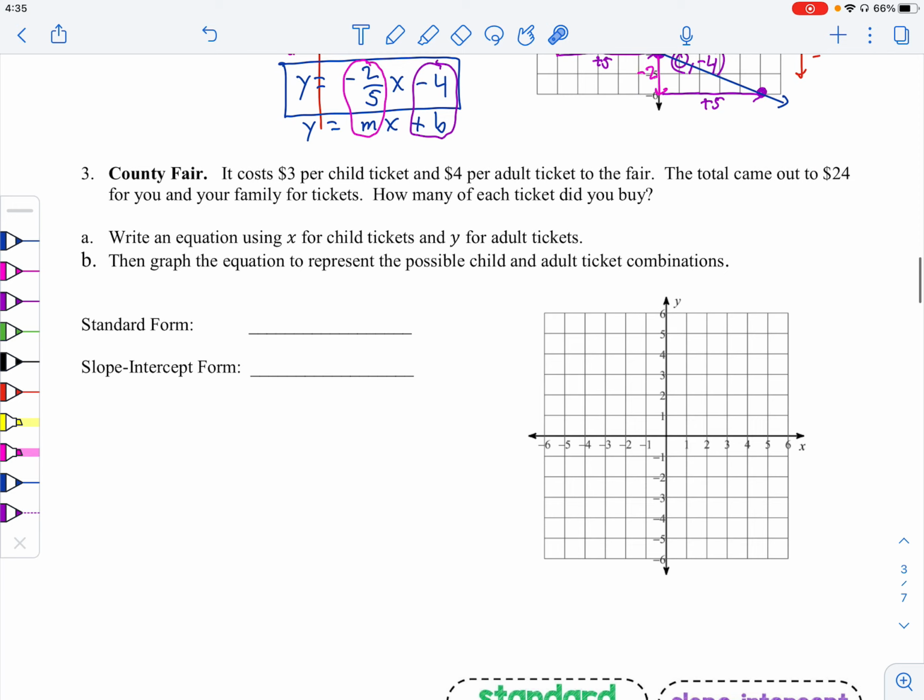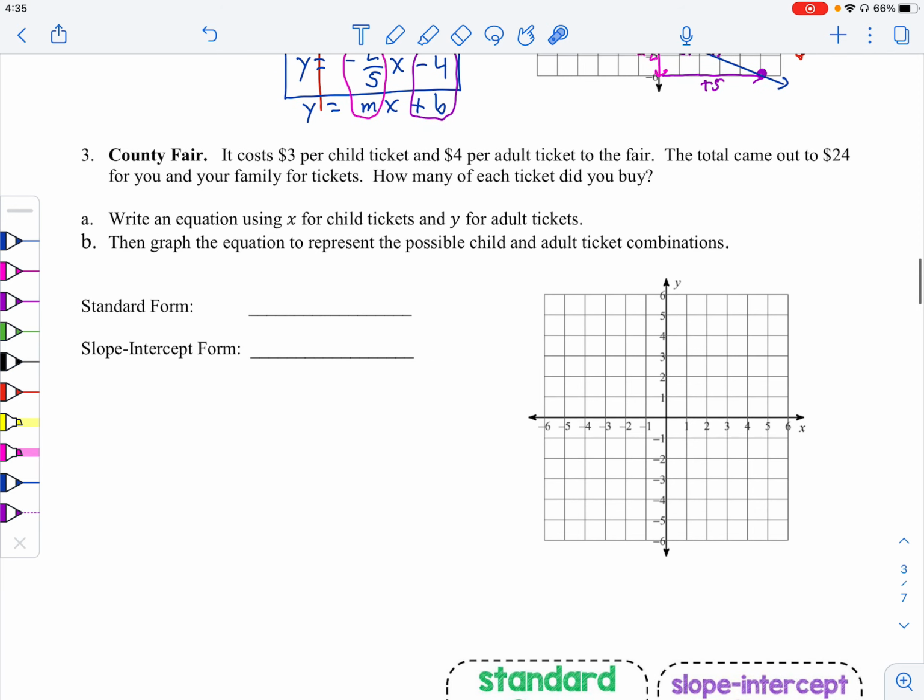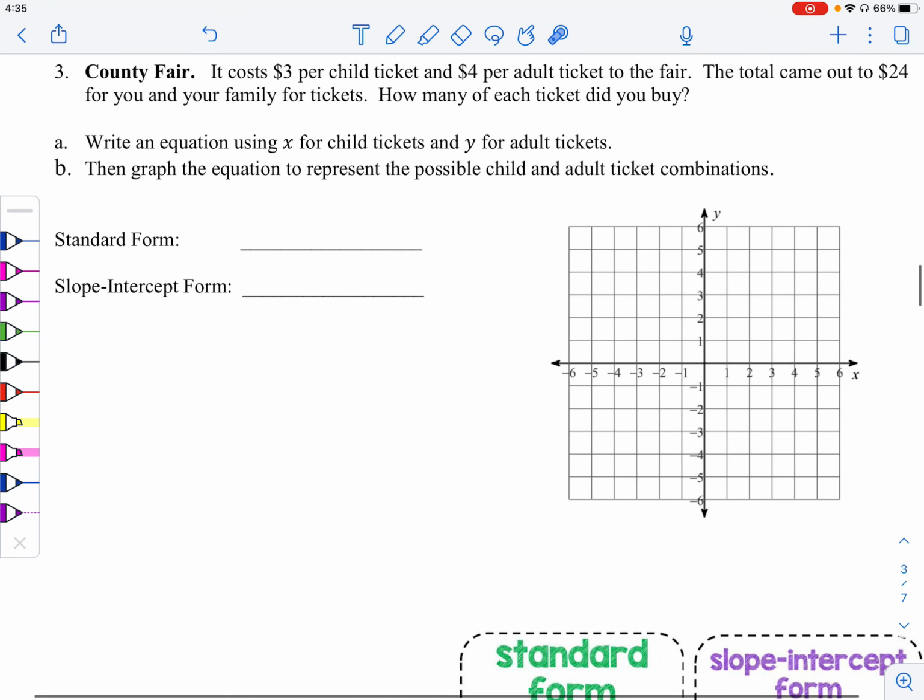Okay, so number 3. The county fair costs $3 per child ticket, $4 per adult ticket to the fair. The total came out to be $24 for you and your family. How many of each ticket did you buy? So write an equation using x for child tickets and y for adult tickets, then graph it.